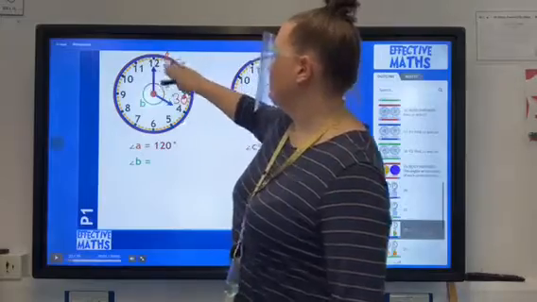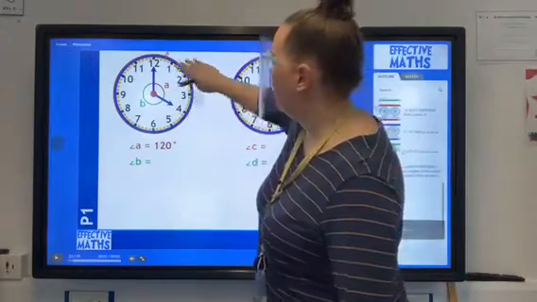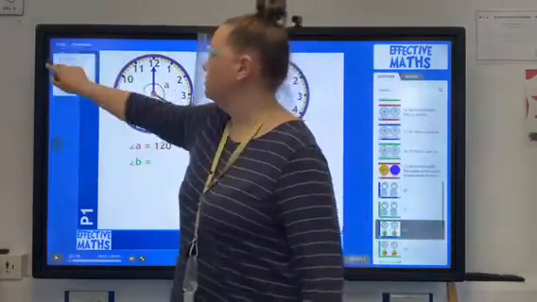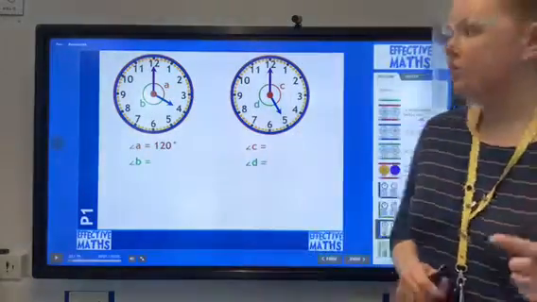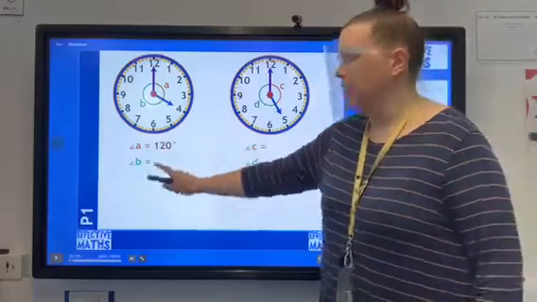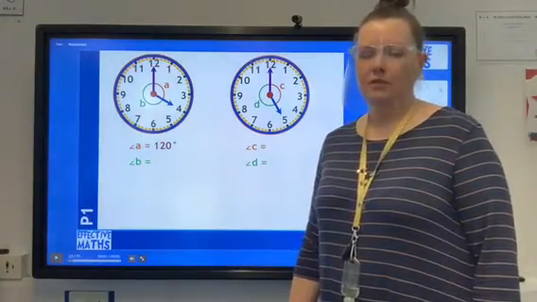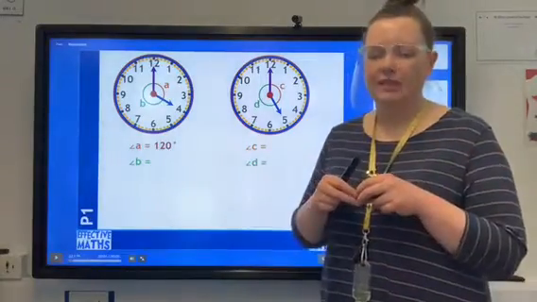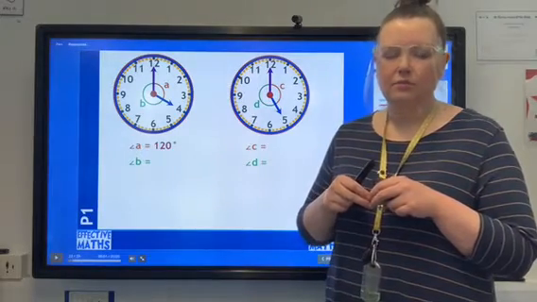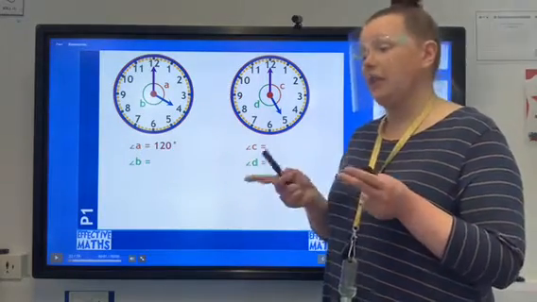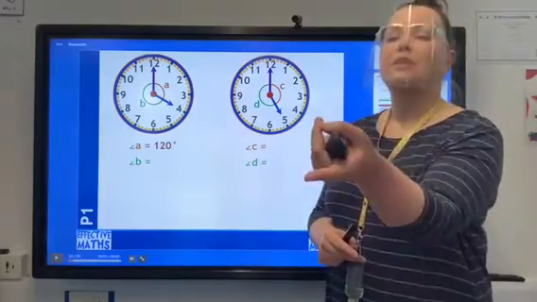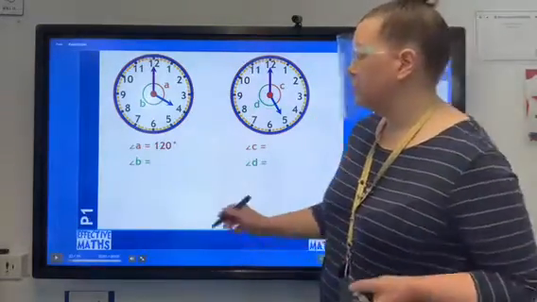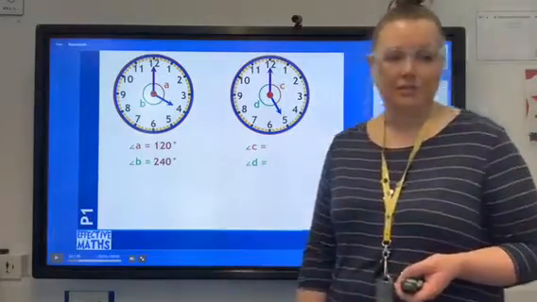So if we know that A is 120 degrees, and what do we know about how many degrees there are in a full circle? How many degrees are there in a full circle? 360. So we know that this is 120. What's this one going to be? 360. No, it can't be 360. We've got to add up to 360. Not 280, because 280 add 120 would be 400. 240. Okay?